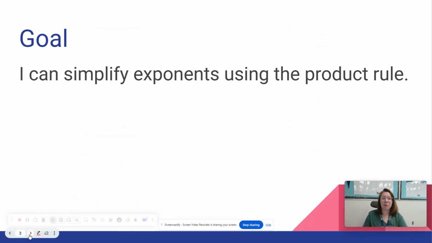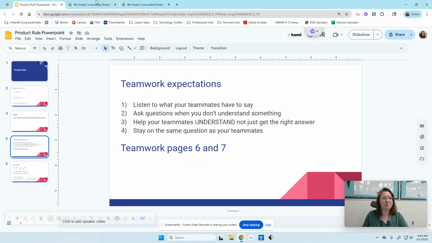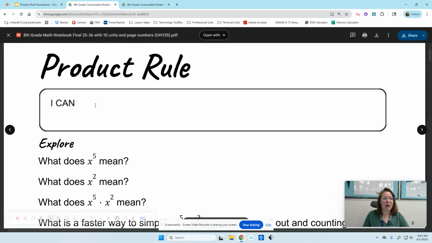Then I had you guys open up to page 6 in your notebook and write down the goal. I can simplify exponents using the product rule. And we're going to actually just go ahead and look at that right now, because the next thing is to work with your team on pages 6 and 7 in your notebook. So, product rule, first we write down the goal.